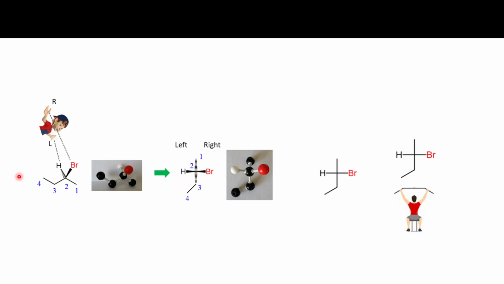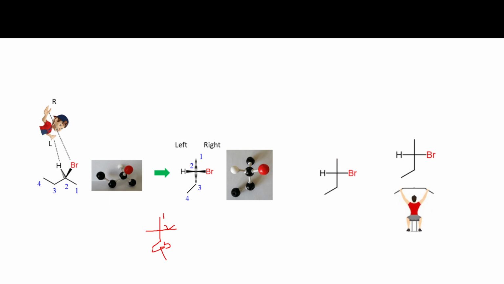So how do we draw it? First we draw the numbering, making the numbers 1, 2, 3, 4. So the Fischer projection will be like this. First the numbering will be at 3 and 4. This will be 1, this will be 2, this will be 3, and this 4.